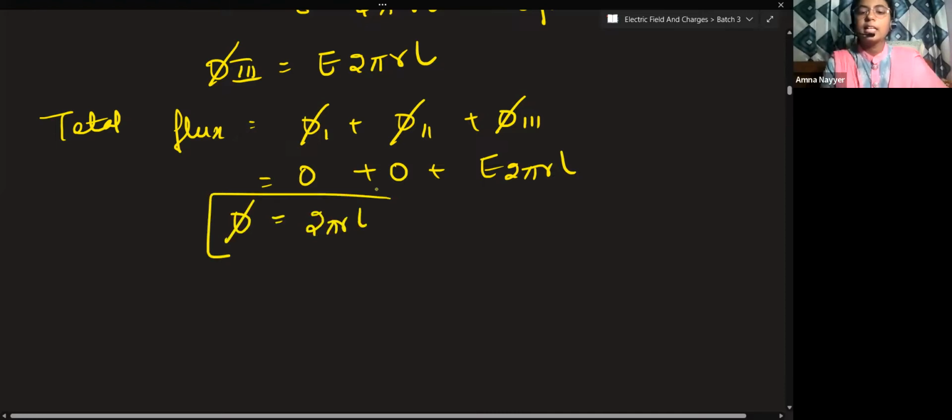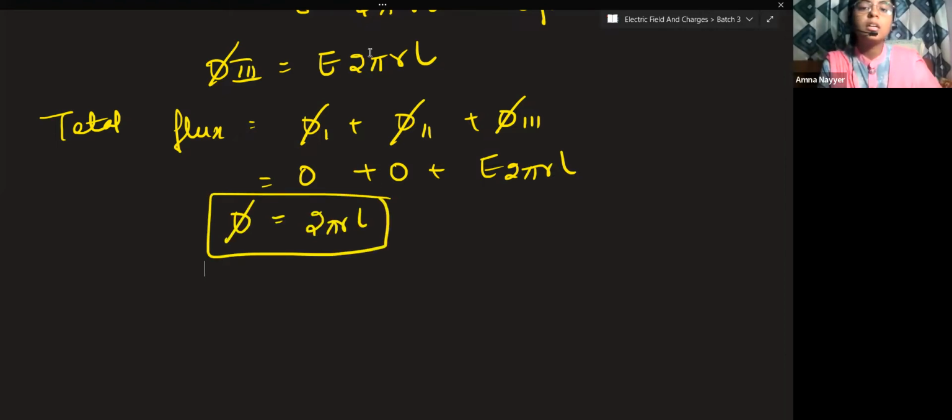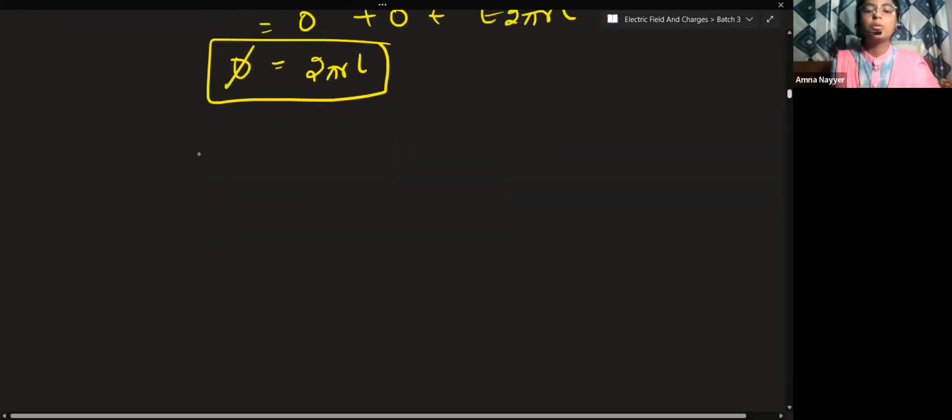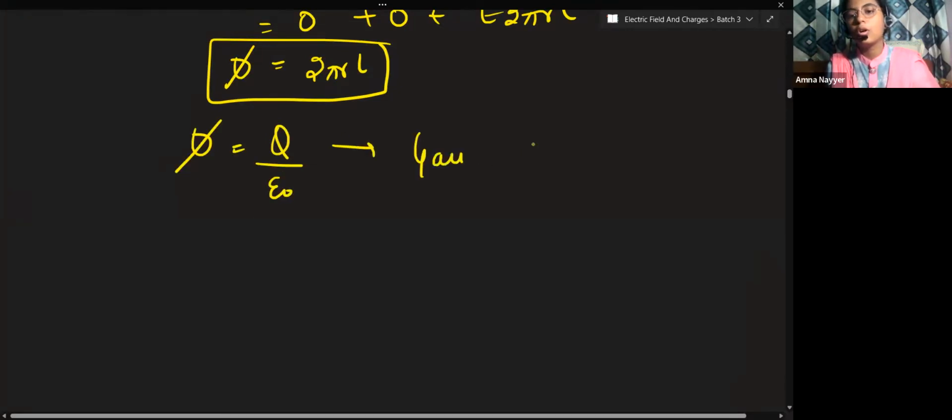Now, what was Gauss theorem's formula? Fahad, you had told me at the start of the class. What was it? Q by epsilon naught. Good. So also we know that flux is the charge enclosed divided by epsilon naught. This is through Gauss theorem, through Gauss law.